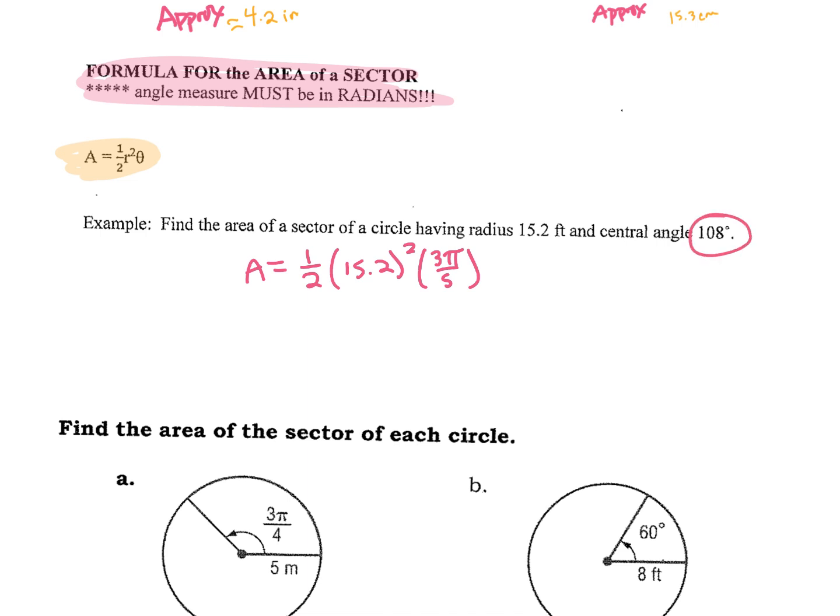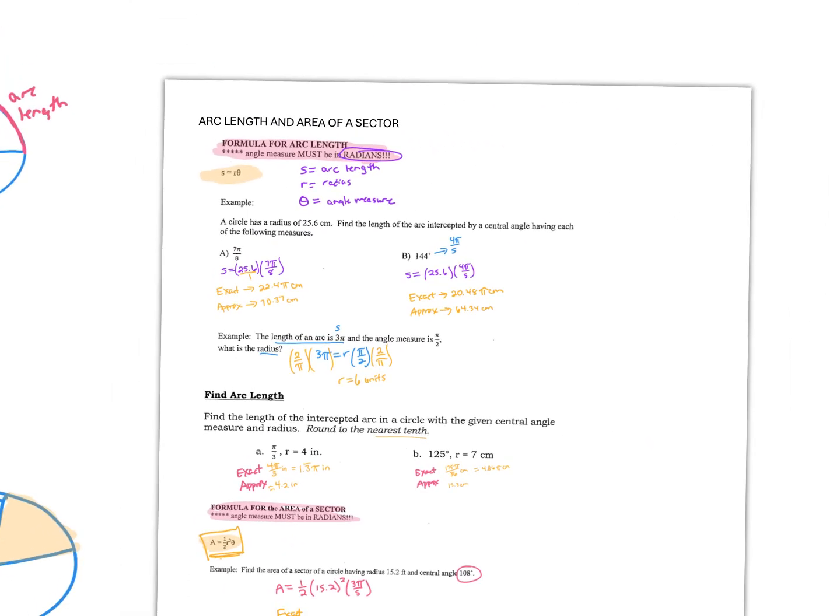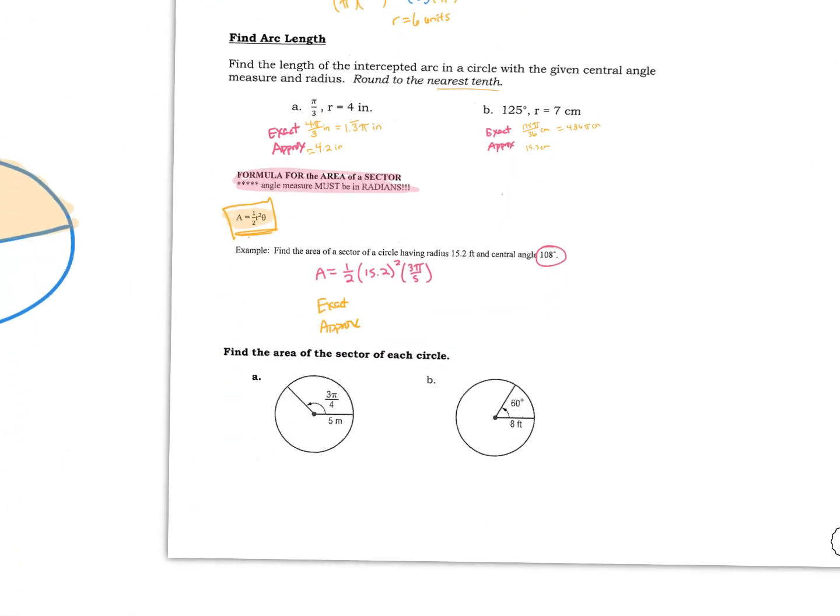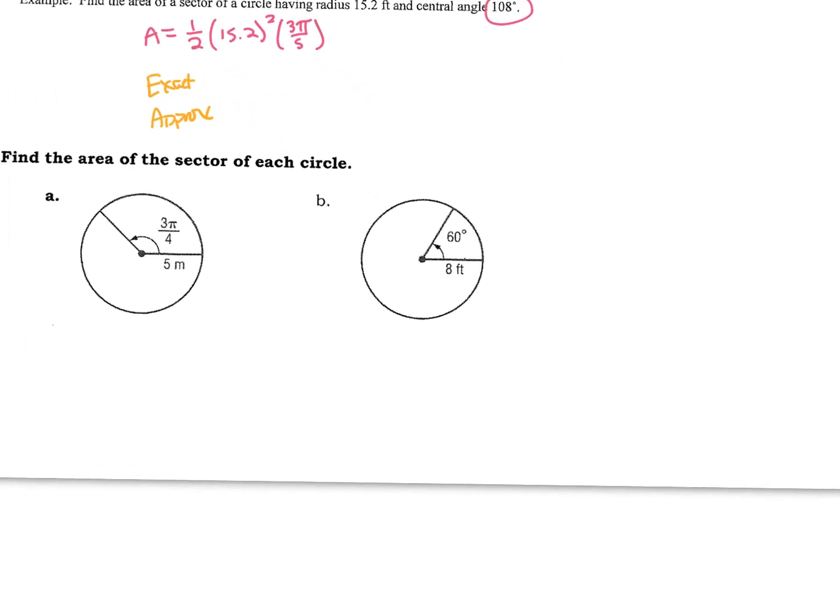Have to remember to do that conversion if it's in degrees. I'm not going to give you that reminder on the quest. You're just going to see this formula. You have to remember that. Is that formula going to be out there, though? I'm sorry? That formula will be on the test. This formula and this formula I will give you, but I will not remind you that if it's in degrees, you have to switch it.